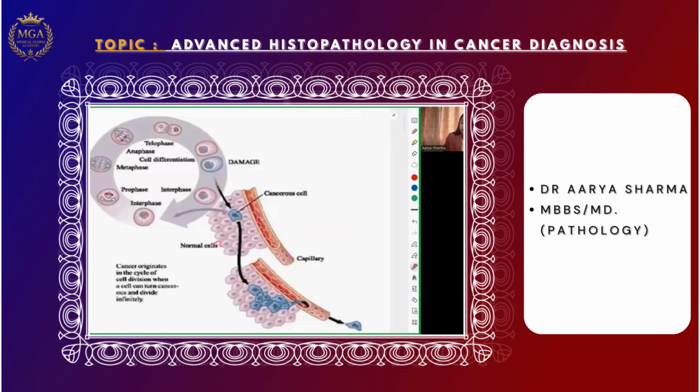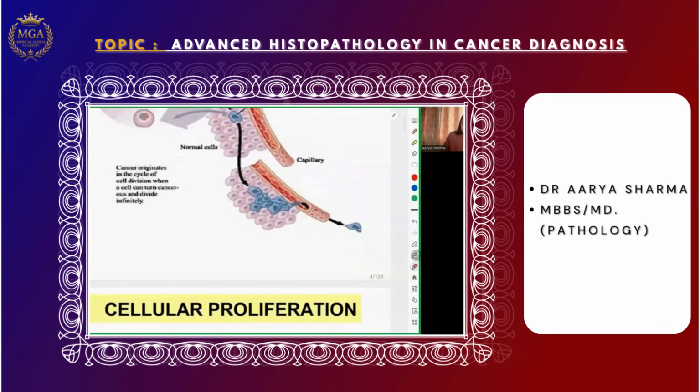Now, how does a normal cell convert into a cancerous cell? You have certain cell phases, right? Like the interphase, prophase, metaphase, anaphase, telophase. Then the cell goes into differentiation, and after that, there will be damage of the cell, which will be converted into cancerous cells, right?